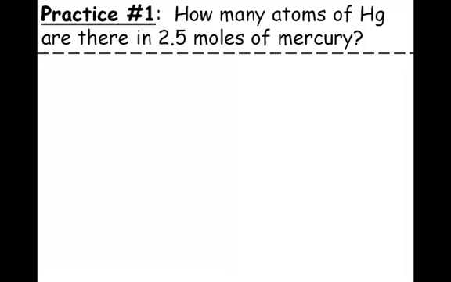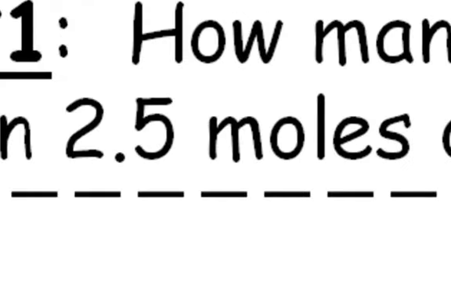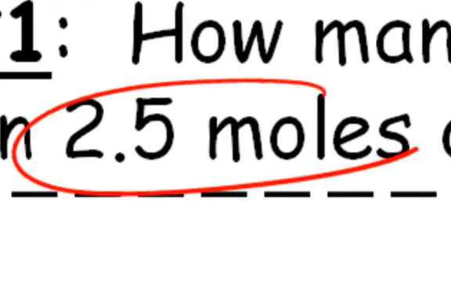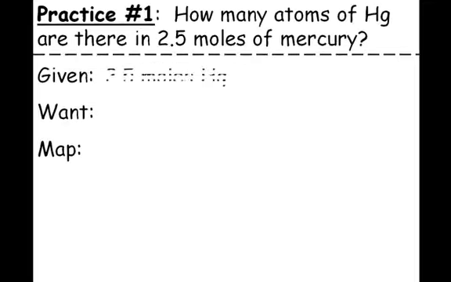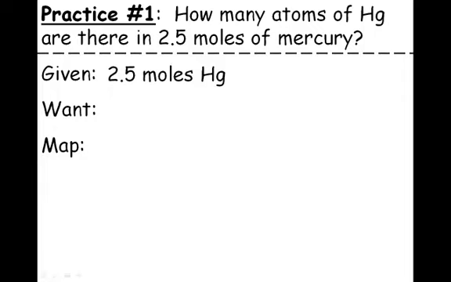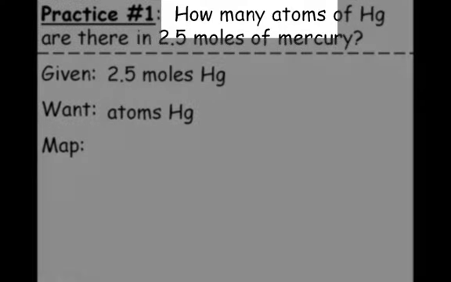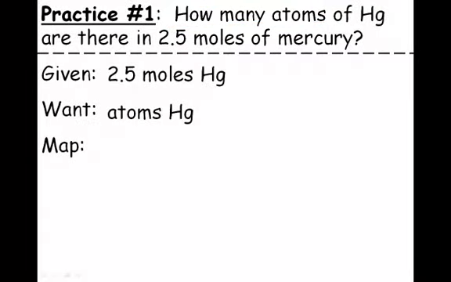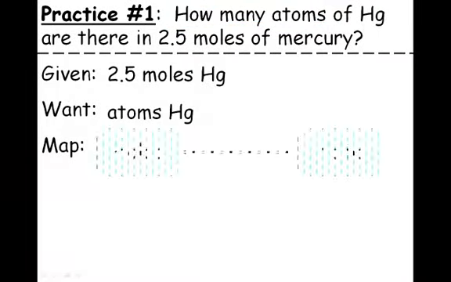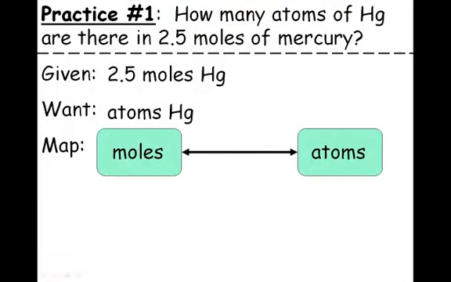How many atoms of mercury are there in 2.5 moles of mercury? Well, let's take a look at what we're given. As you can see, we're given 2.5 moles of mercury. We want atoms. How many atoms? So from our map, we're starting on mole island and we want to go to atom island. In this case, we would use Avogadro's number.